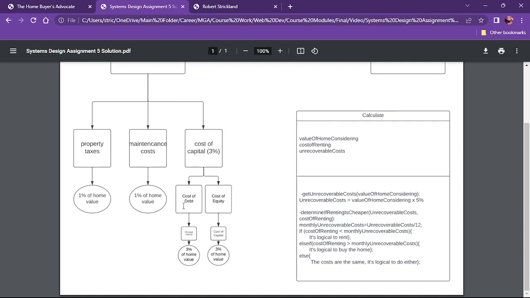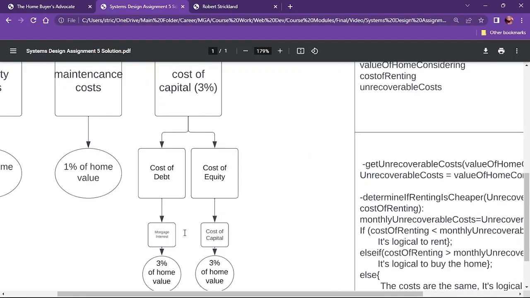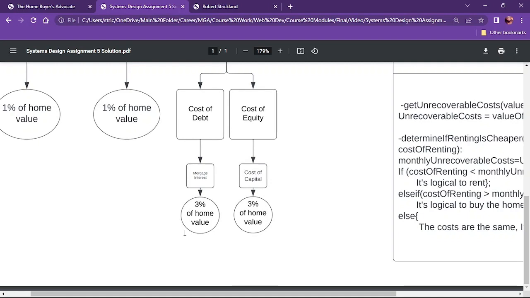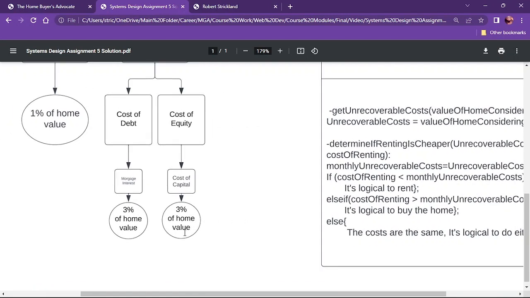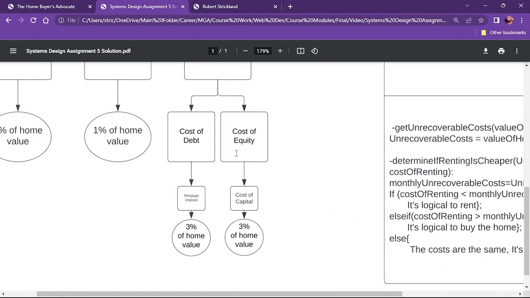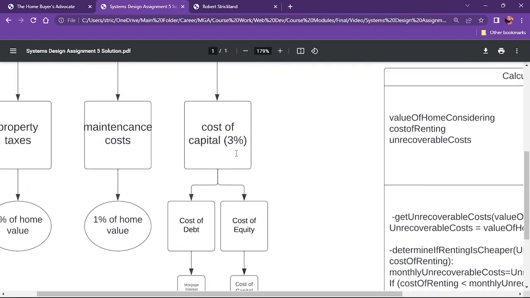It is basically comprised of the cost of debt. So basically, the mortgage interest that you will have to pay, because typically people get a loan from the bank, and on that bank loan there's interest, and typically that is 3% of the value of the home, so that's what you can expect. And the cost of equity is basically the opportunity cost associated with taking your down payment and putting it into a mortgage instead of putting it in the stock market, where it actually has a higher chance of accruing value.